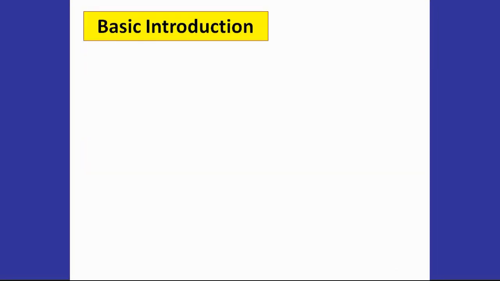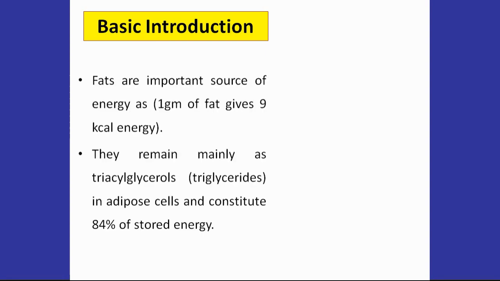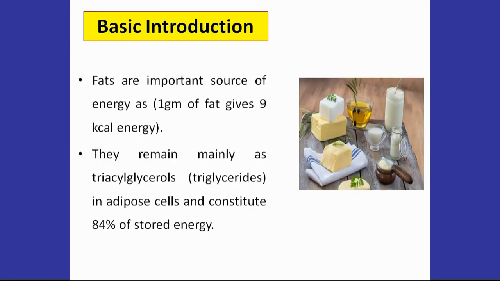Now regarding the basic introduction, we all know that fats are the important source of energy in our body. Around 1 gram of fat gives approximately 9 kilocalorie energy in our body. Moreover, they remain as triacylglycerol or triglyceride in the stored form. Generally, it is found in the adipose tissue, mostly around our abdomen. Moreover, they constitute about 84% of stored energy.